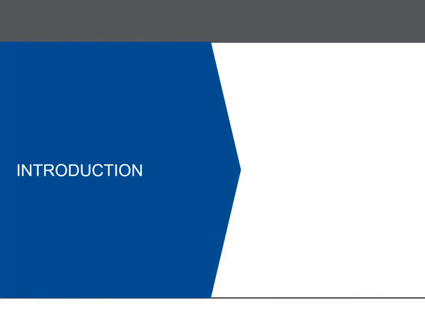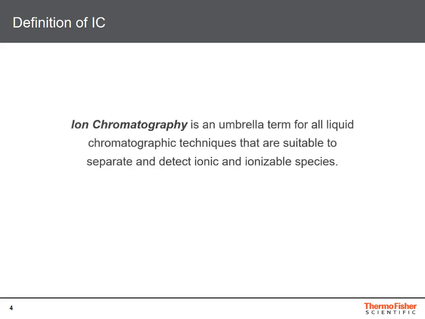Let us start with a small introduction to the field of ion chromatography. Let me start with the definition of the term ion chromatography. In the early days of IC, the perception of the users was that this analytical technique is only good for the analysis of inorganic anions and cations. As you might imagine, this has changed dramatically over the years, so that ion chromatography today is an umbrella term for all liquid chromatography techniques that are suitable to separate and detect ionic and ionizable species.